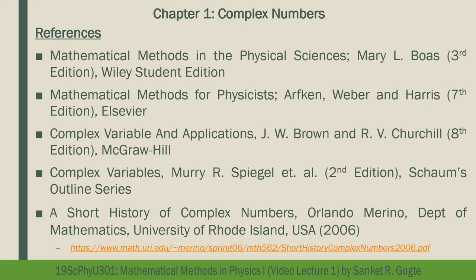So these are the references that I am using. First two books: Mathematical Methods in Physics by Mary Boas and a book by Arfken, Weber and Harris. These two books are useful for the whole course. All of the topics that we have in this course are covered in these two books. The third book by Brown and Churchill, on complex variables and their applications, is a treatise on the topic of complex numbers. In this course, we will only cover the first chapter from this book.